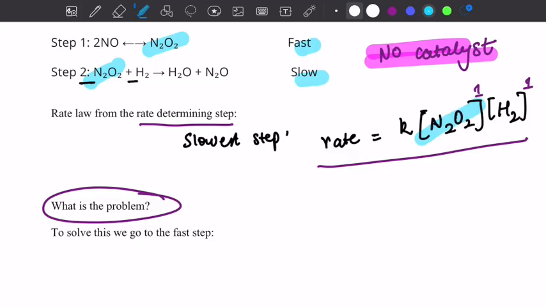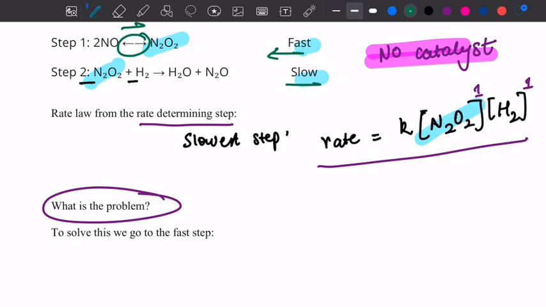So now we need to do something else to get rid of N2O2, and this whole process is called the steady state approximation. So pay attention to it. We'll maybe do a couple of examples so it makes sense. So what you do is, because this was the slowest step, you now go to the fast step. And this step is fast because it is happening in both.